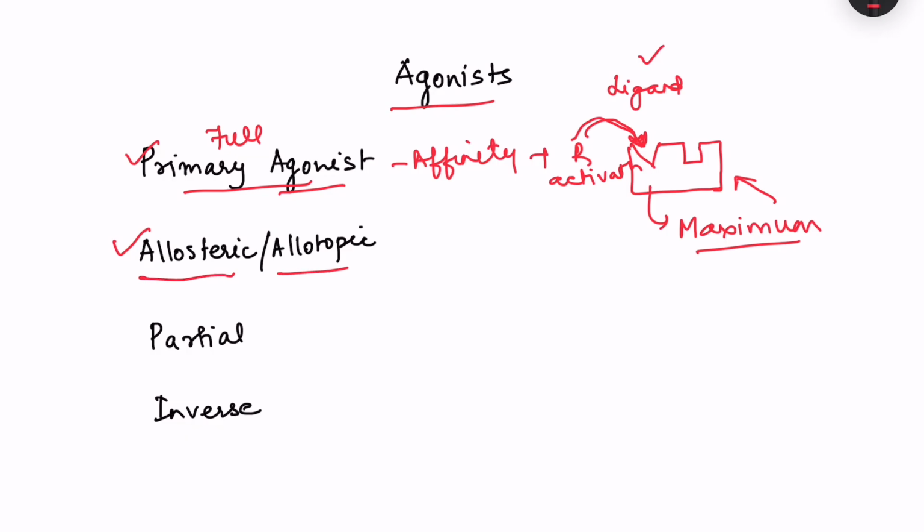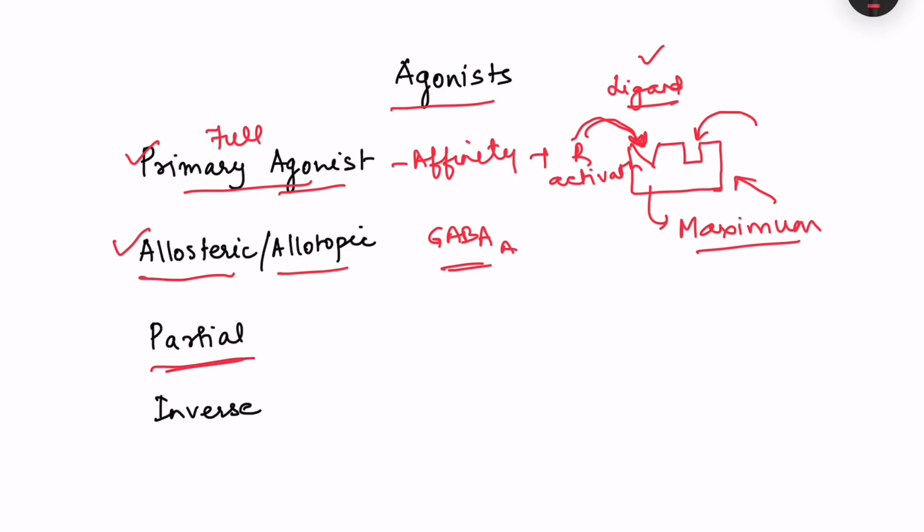That means this agonist doesn't bind on the site of the ligand binding, it binds on another, nearby site, and it also causes activation of the receptor. For example, we have GABA A receptor agonist. So the GABA A receptor is there, and an agonist like diazepam binds to this allosteric site.